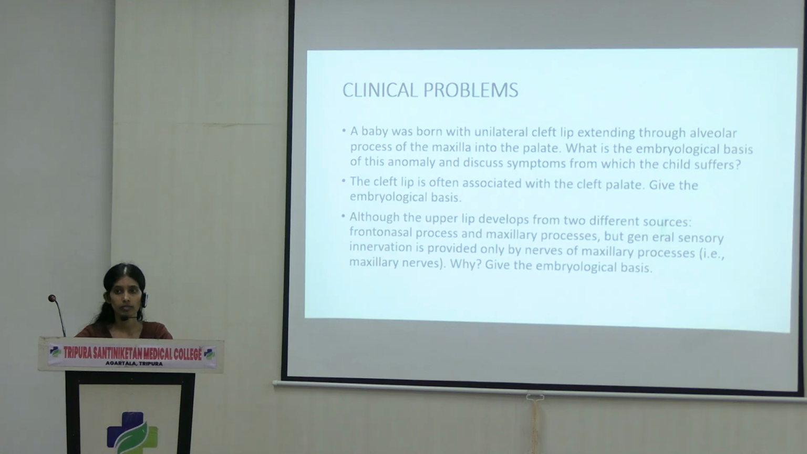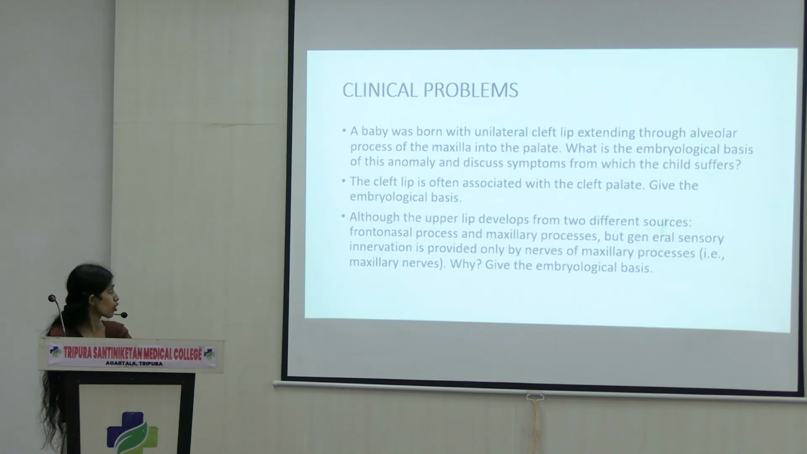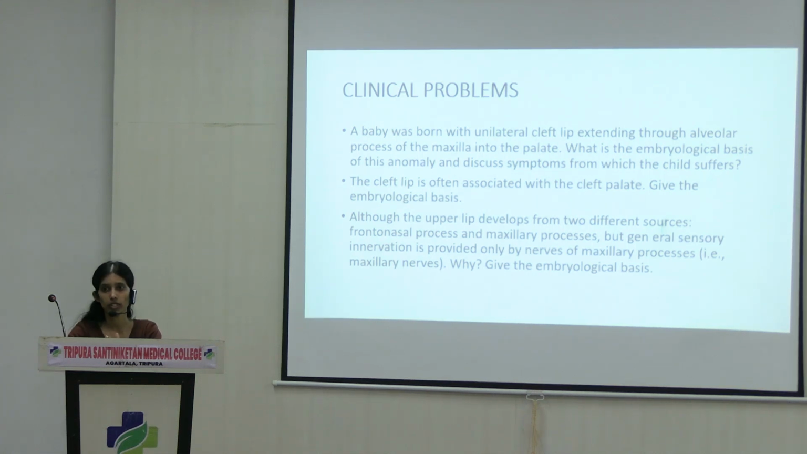Okay, fine. Next question. The cleft lip is often associated with cleft palate. So, what is the embryological basis? Just now we have discussed about it. First thing, the maxillary process will fail to fuse with each other, where it leads to the formation of unilateral cleft lip. Later, the same maxillary process will fail to fuse with your primary palate. Okay. So, that leads to the formation of unilateral cleft palate. Okay. Next question.